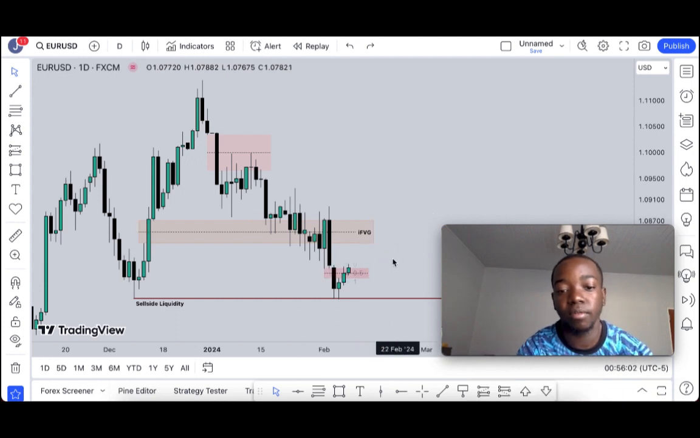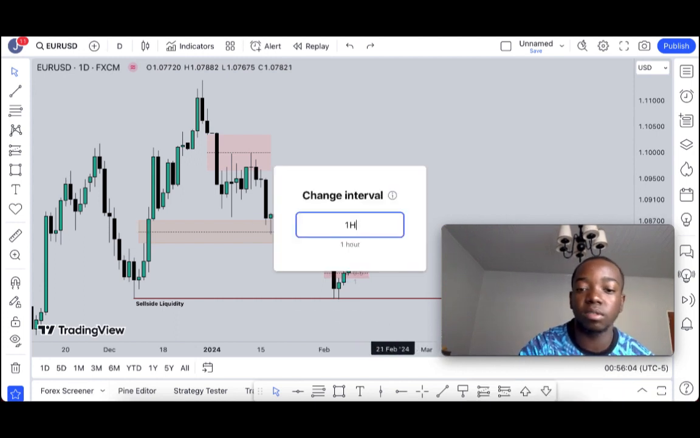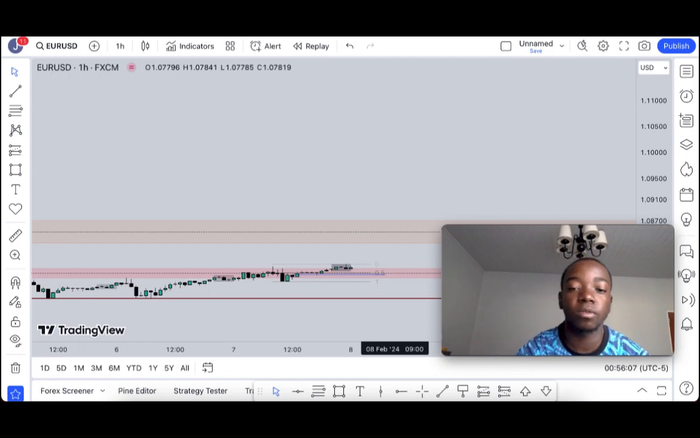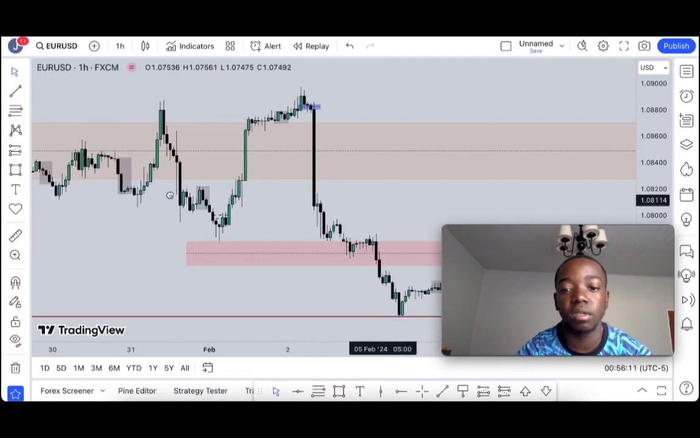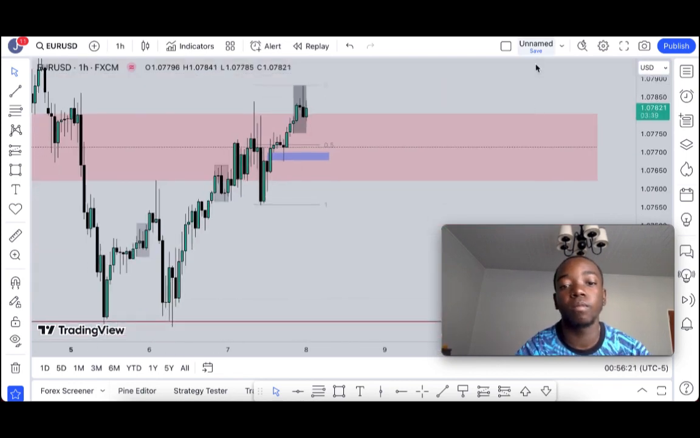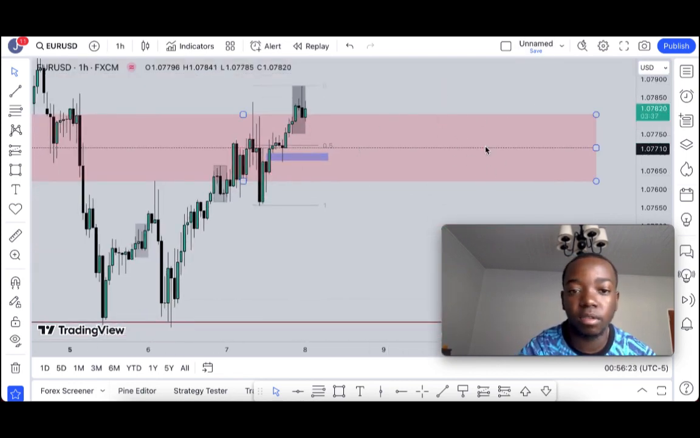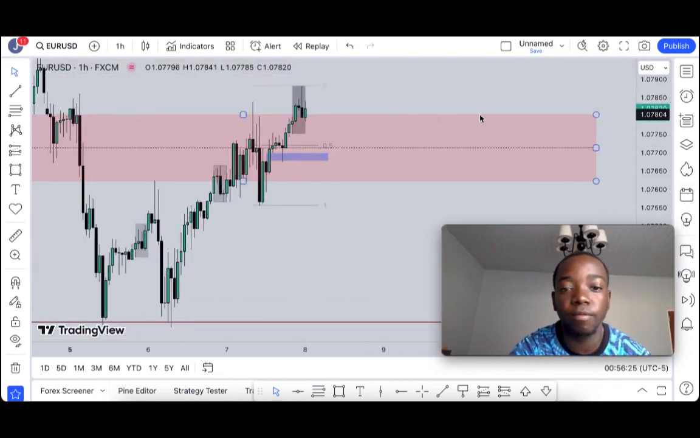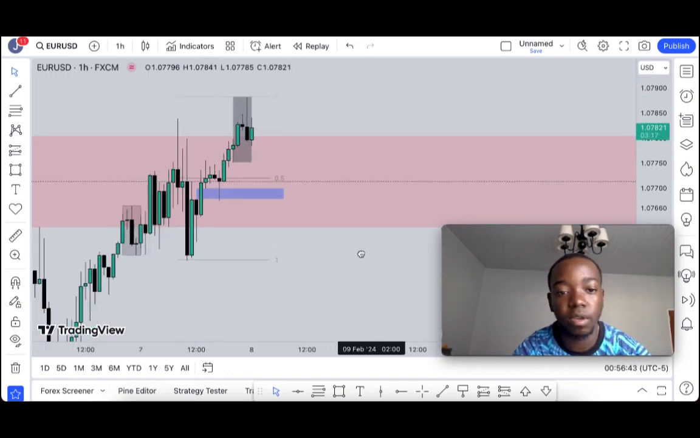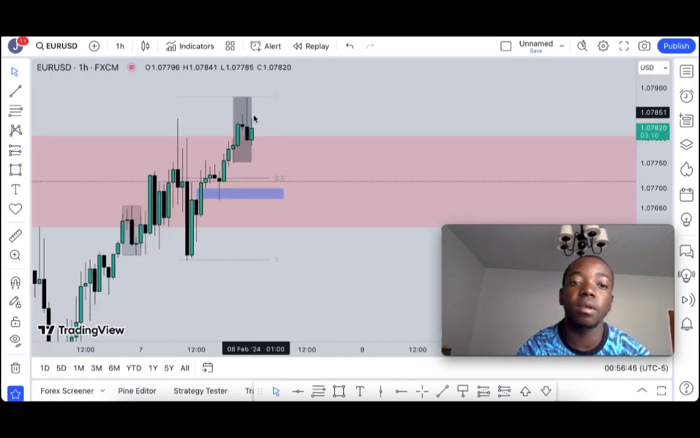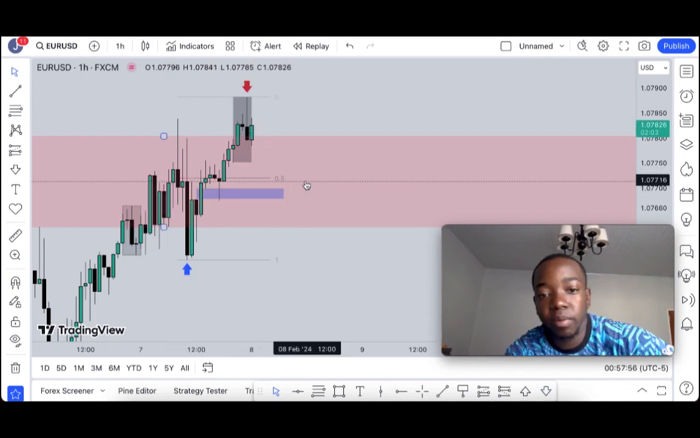What I have right now, dropping to an hourly chart, is a trade that I'm looking to take today if what I'm expecting pans out. This pink area that we have here is the fair value gap that I've quoted as an inversion fair value gap on the daily time frame. You're going to see these gray areas on my charts. These are my Asian ranges.